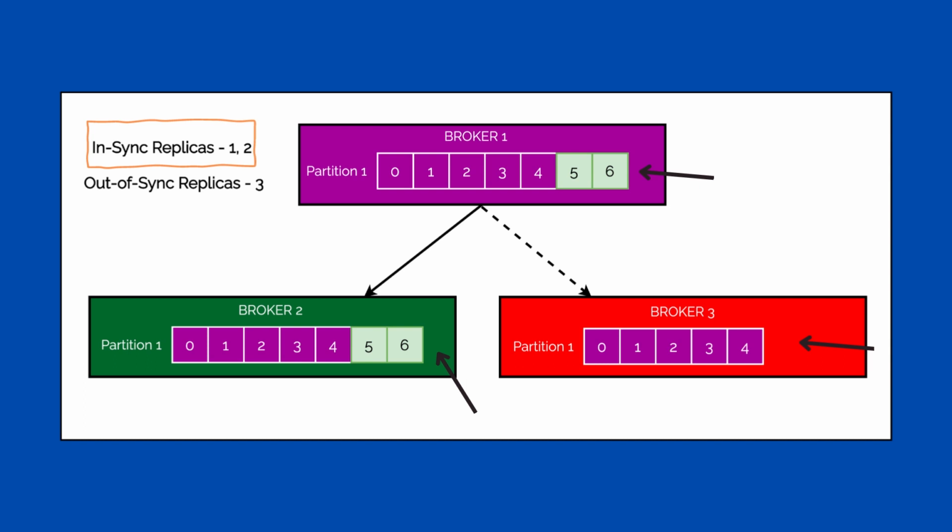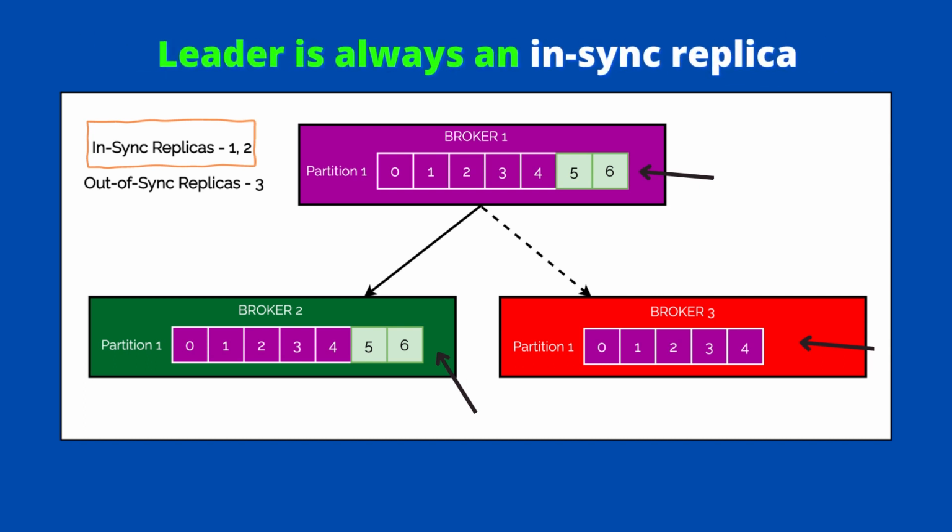It goes without saying that a leader is always an in-sync replica, right? Because a leader will have the complete data. However, a follower is an in-sync replica only if it has fully caught up to the partition it's following. A follower cannot be behind on the latest records for a given partition to be called an in-sync replica.